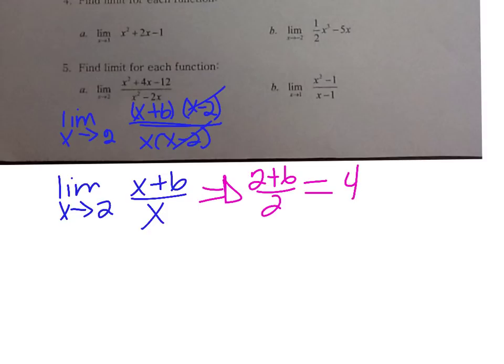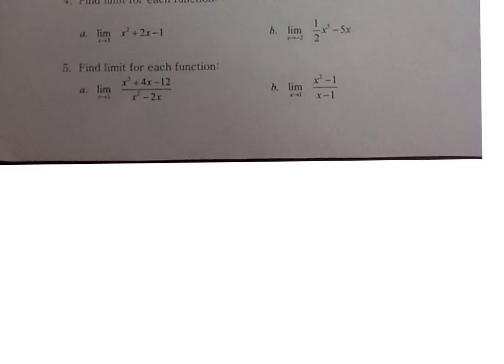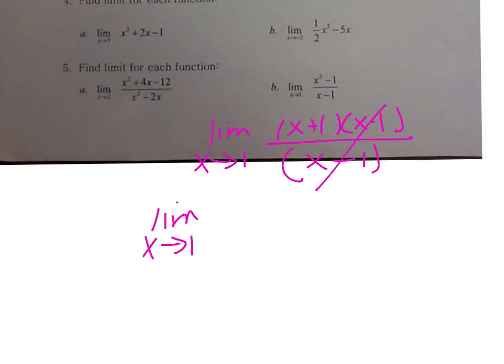All right, so let's go with B now. So same thing, when I plug in 1, I get 1 minus 1 in the denominator, and that is undefined. So we're going to have to factor. So this is the limit as x approaches 1 of x plus 1 times x minus 1. That's the difference of two perfect squares. I don't know why I wrote 2. So x plus 1, x minus 1, over x minus 1. So the x minus 1 is reduced, so it's the limit as x approaches 1 of x plus 1. Now we do direct substitution, so it's 1 plus 1, and that's equal to 2. Okay, so let's take a look at 6.